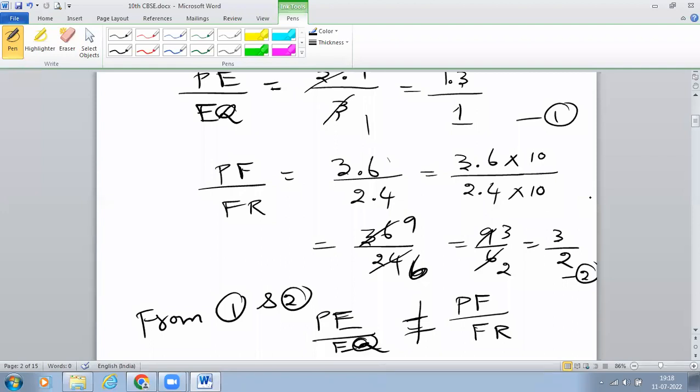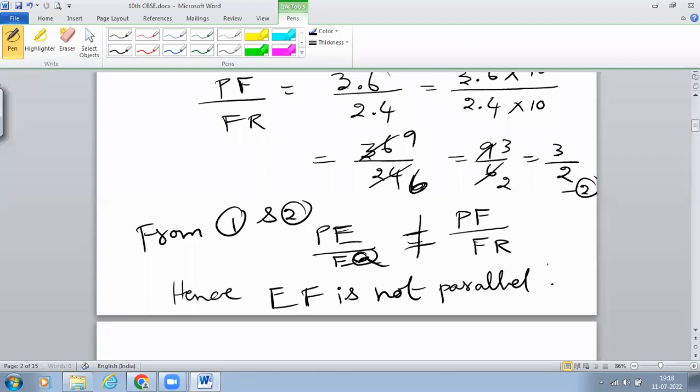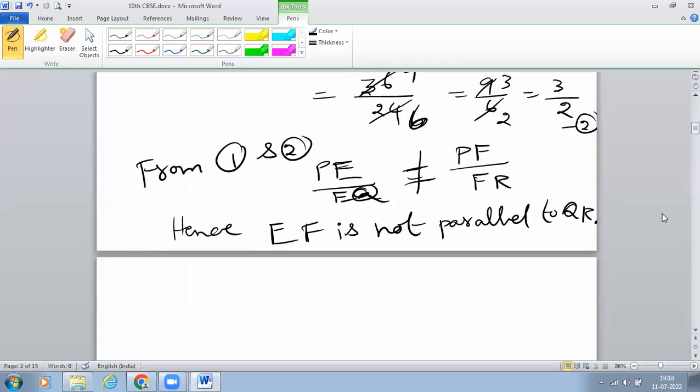Completed? So final step, how to conclude this? Hence, EF is not parallel to QR. Am I right? If the ratios are the same, then we can say EF is parallel to QR. That's it. Now, shall we do the second one now?